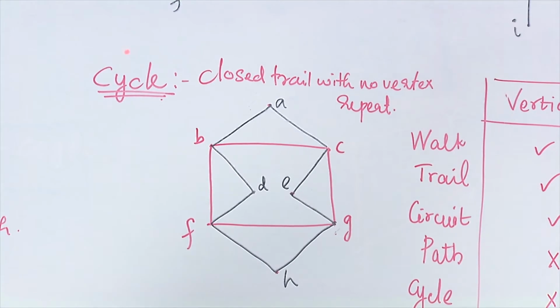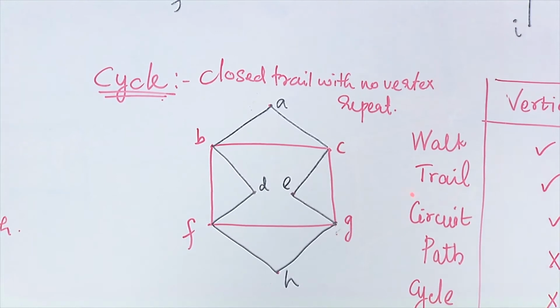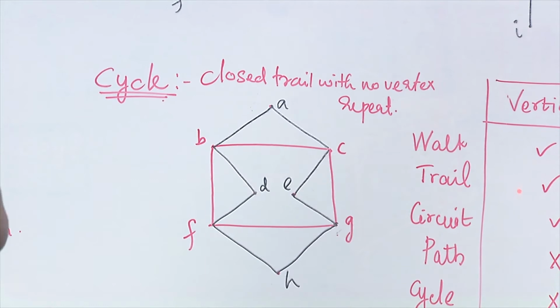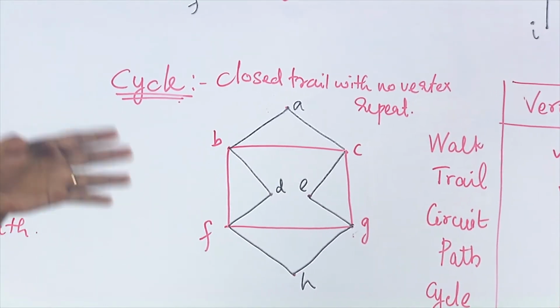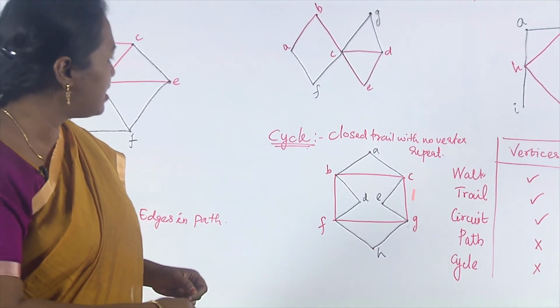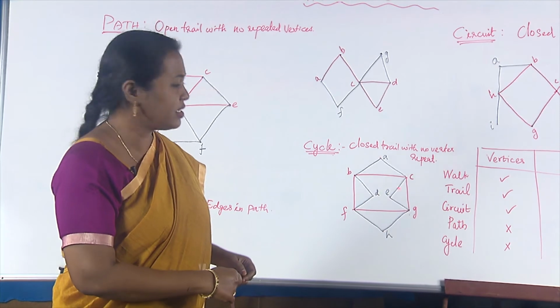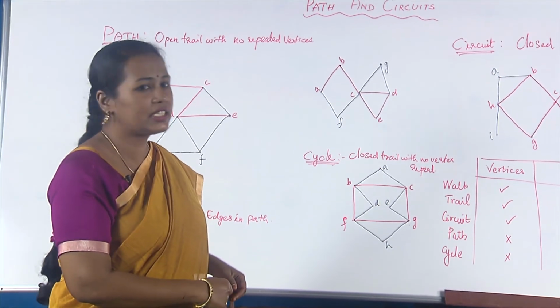When we talk about the definition of a cycle, repetition of the initial and the final vertex is allowed, because a cycle is actually a closed structure. Therefore the starting and the ending point will be the same. That vertex repetition is allowed. In between you should not repeat any vertices. So that is the definition of a cycle, and therefore B, C, C, G, G, F, F, B, you can see that no other vertex is repeated, and therefore this is an example of a cycle.